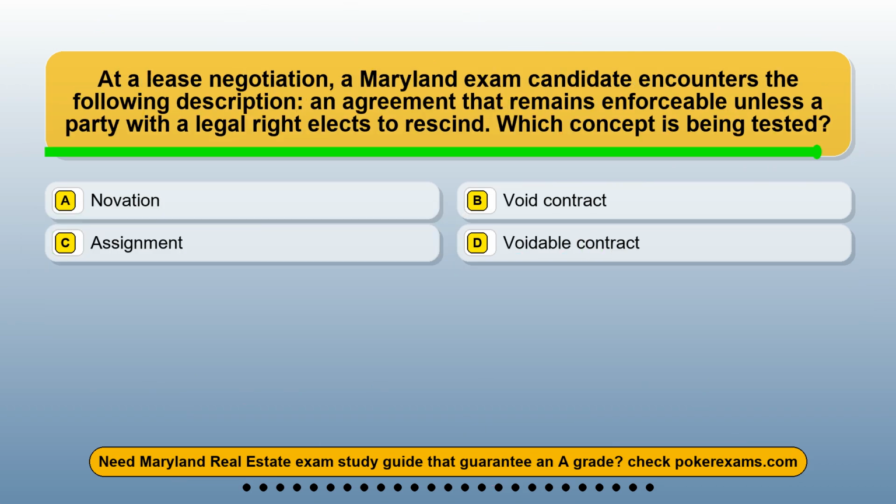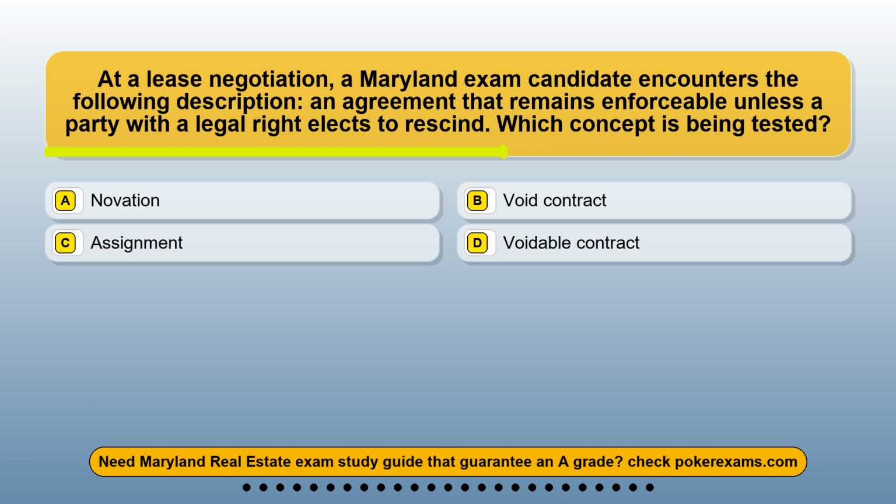Question 8. At a lease negotiation, a Maryland exam candidate encounters the following description: an agreement that remains enforceable unless a party with a legal right elects to rescind. Which concept is being tested? Option A. Novation. Option B. Void contract. Option C. Assignment. Option D. Voidable contract.